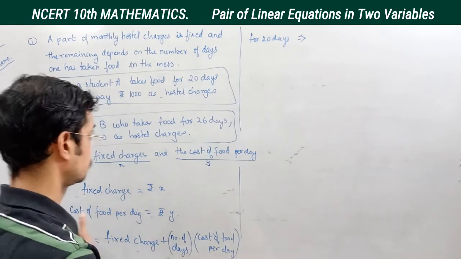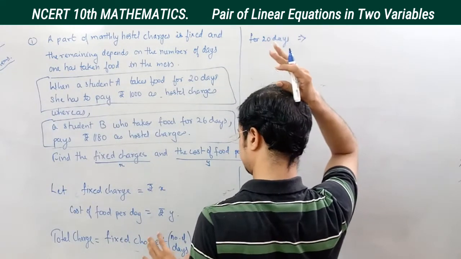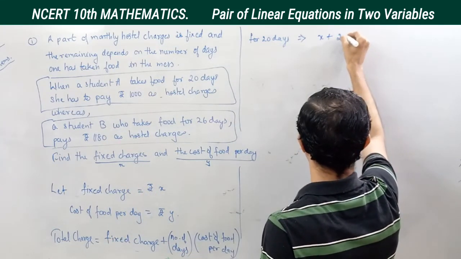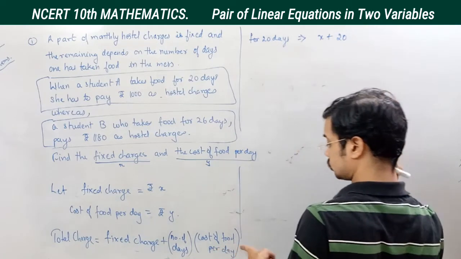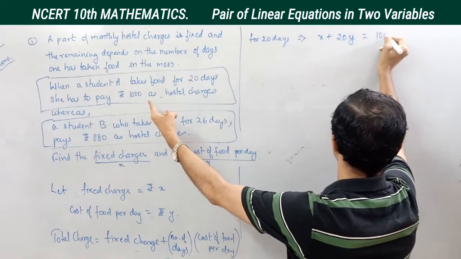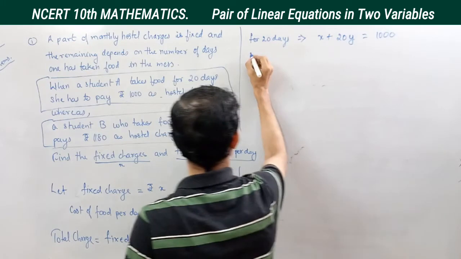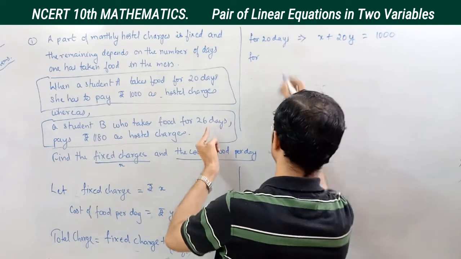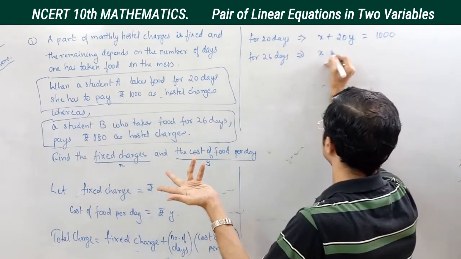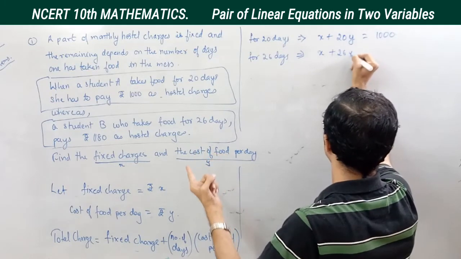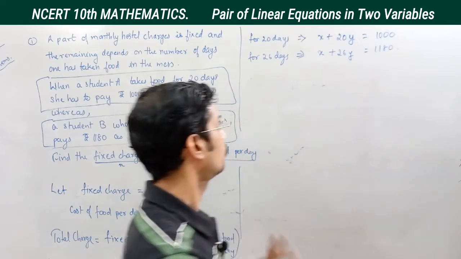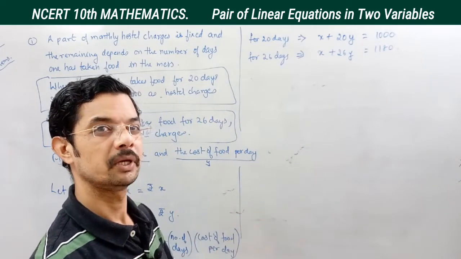Okay, so we understand this. So what is the fixed charge? For 20 days, the fixed charge is X plus 20 into the cost of food per day, which is Y, and that is equal to rupees 1000. In the same way, for 26 days the fixed charge is X plus 26Y, equal to 1180.